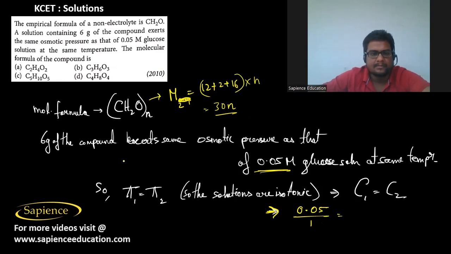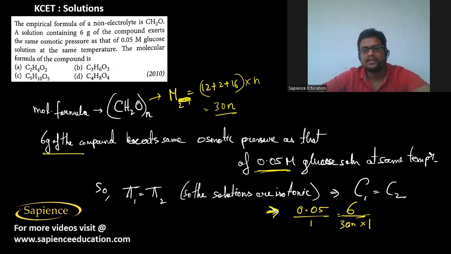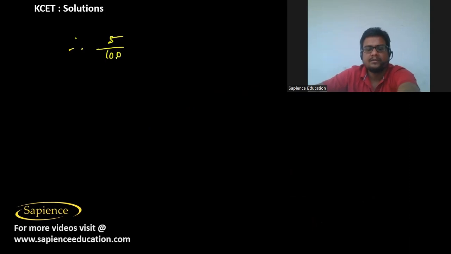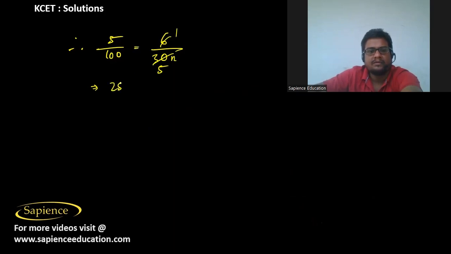Therefore the mass of the compound that is used is 6 grams. So 6 by 30n is the number of moles, divided by the volume. Let's say the volume taken is 1 liter only. So from here we can obtain n. 0.05 means 5 by 100, that is equal to 6 by 30n. So 6 by 30n, 5 times 30n gives 25n... so 25n equals 100. So n equals 4.